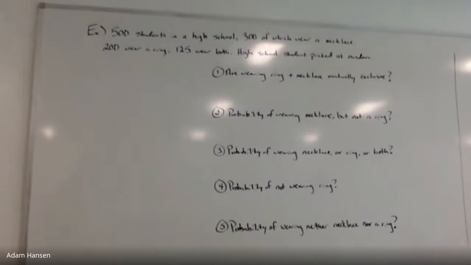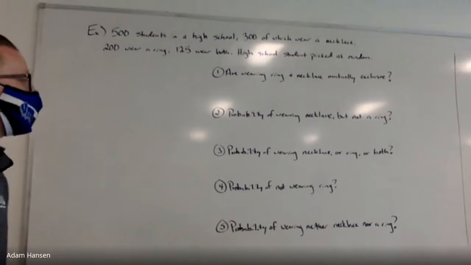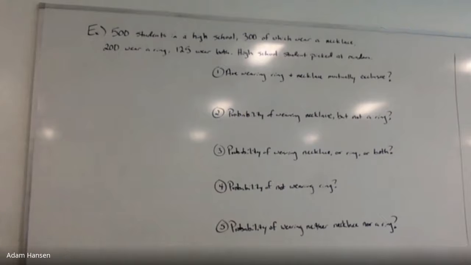When I first read through some of these practice questions, I think it's good to identify whether they're mutually exclusive or not first, and then draw some sort of table or diagram to get started. We'll do the same thing here. So the scenario is this. 500 students are in a high school, 300 of which wear a necklace, 200 of the students wear a ring, and 125 wear both. We're going to pick a high school student at random.